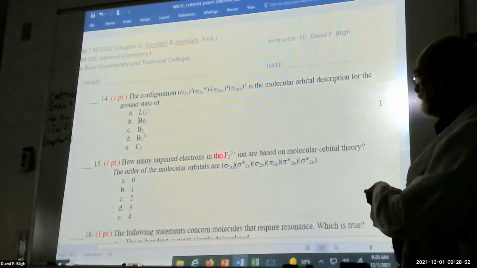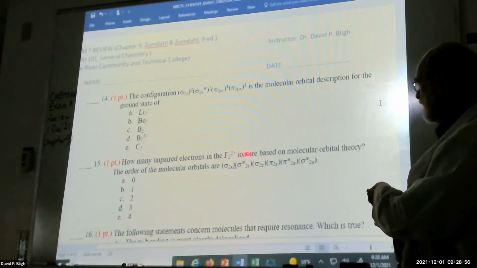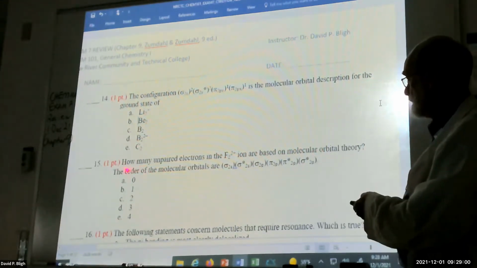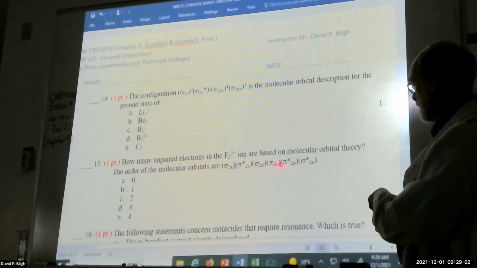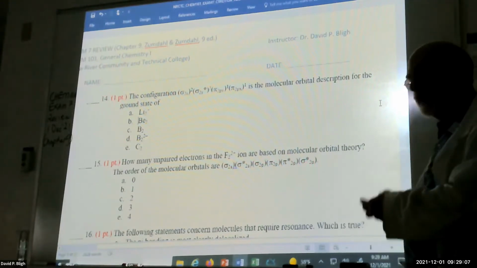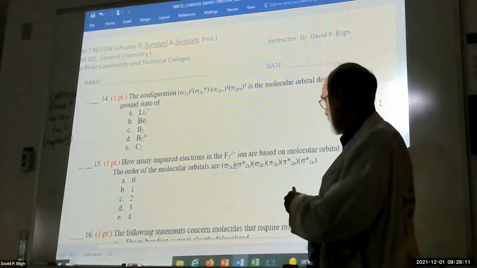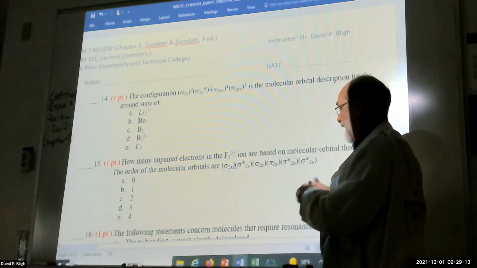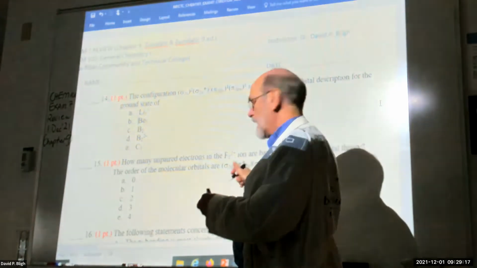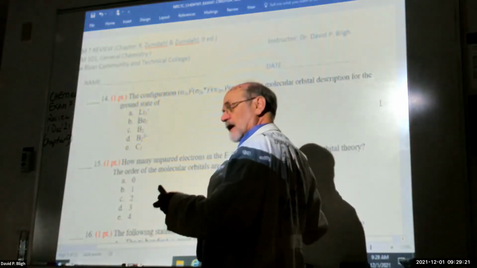Okay, how many unpaired electrons are in the F2 2+ ion based on molecular orbital theory? If the order of molecular orbitals is this, we're given the order here, but we're not given the number of electrons and the position of electrons that go in there. So what we have to do is figure out how many electrons to place in here, use the Aufbau principle, follow Hund's rule, and go left to right.